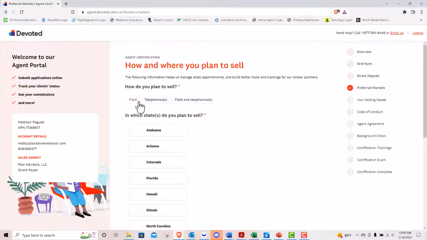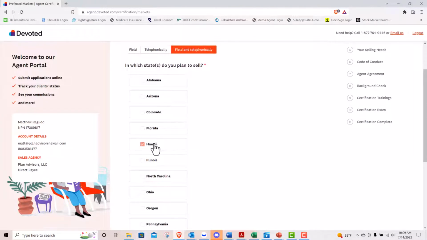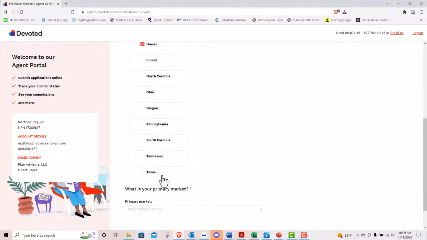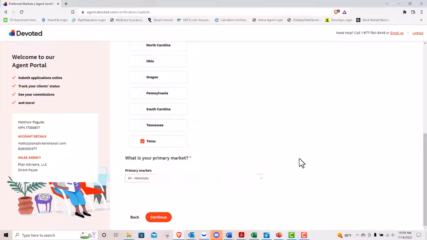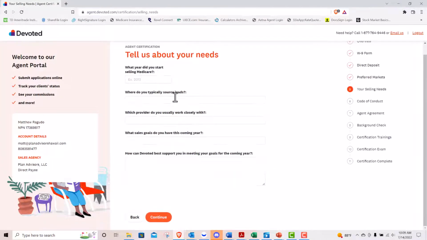Right here under preferred markets, number 4, just type in whether you do field and telephonically, either or both, and then the states that you plan to sell. I plan on doing Hawaii and Texas most likely, and my primary market is going to be in Honolulu. Go ahead and press continue.